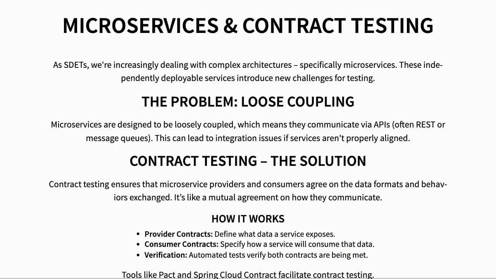Okay, let's talk about testing in a world of microservices. These are independent services that work together to make an application, and because they are loosely coupled, they can sometimes cause problems when integrated. That's where contract testing comes in. It's like making sure everyone involved understands the rules of communication, so you don't end up with mismatched data or unexpected errors. Basically, services agree on what data to send and how it should be received, and we use tools like Pact to verify that agreement automatically.